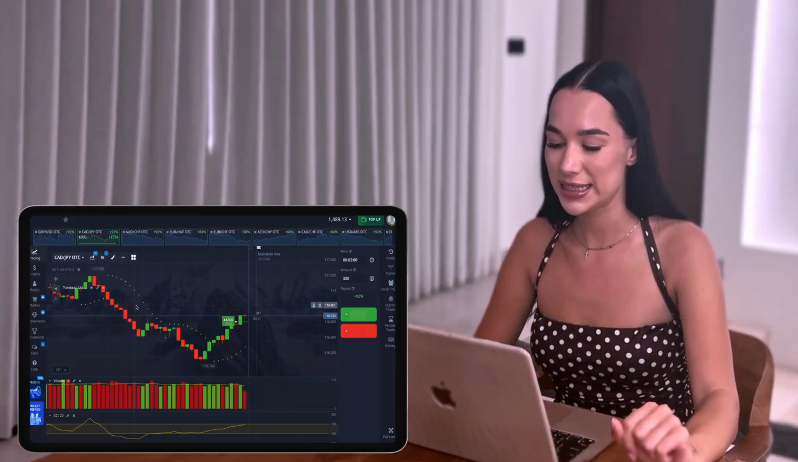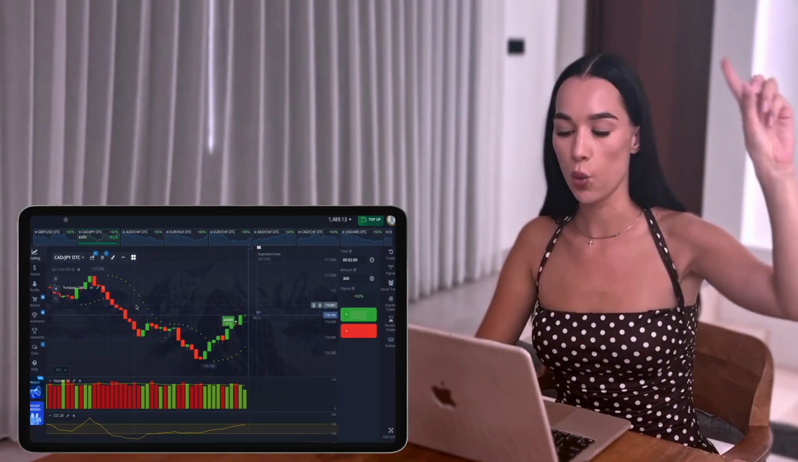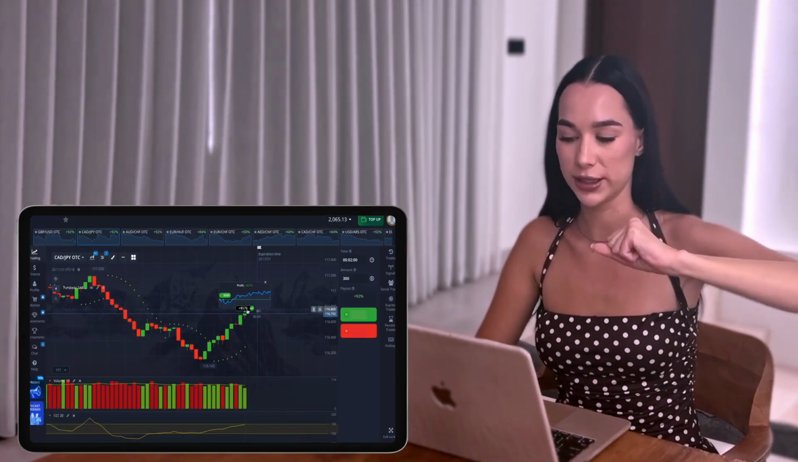So let's see. We have just 5 seconds until the end. 4, 3, 2, 1, and we're closing the trade perfectly in the plus, guys, perfectly. So we made around $500 right now. I think we made kind of good results, something around $500.